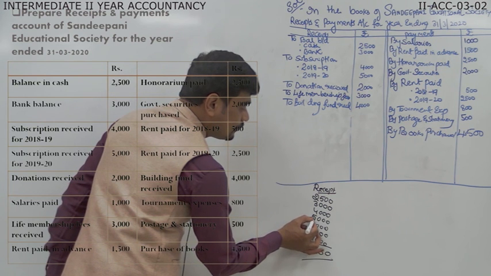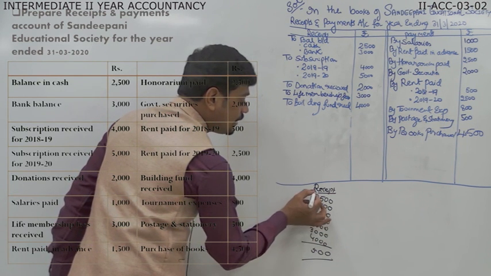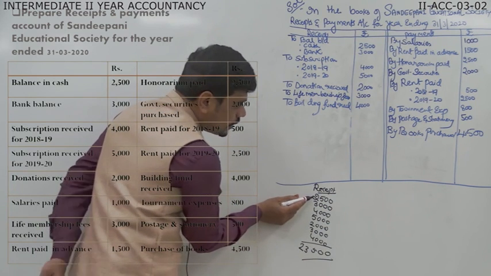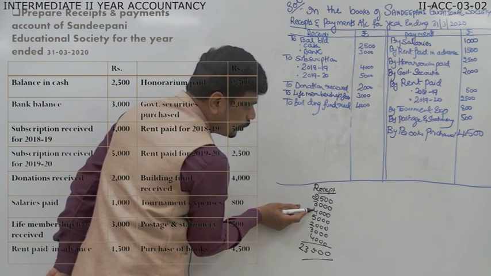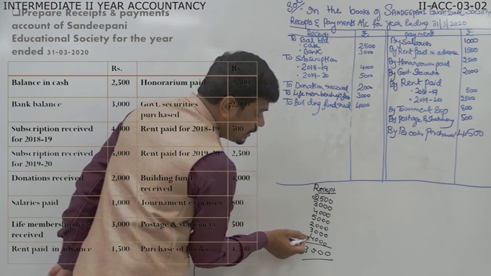Total: 5, 4 plus 3 is 7, 7 plus 2 is 9, 9 plus 5 is 14, plus 4 is 18, 18 plus 3 is 21, 21 plus 2 is 23. Again cross check if you want: 3 plus 2 is 5, 5 plus 4 is 9, 14, 16, 16 plus 3 is 19, 19 plus 4.